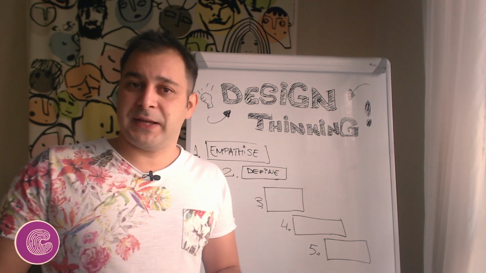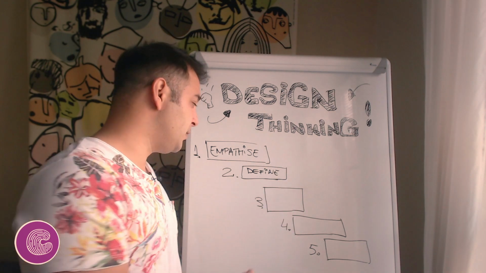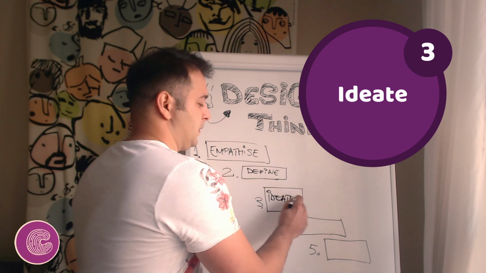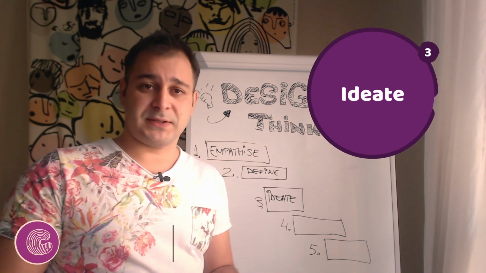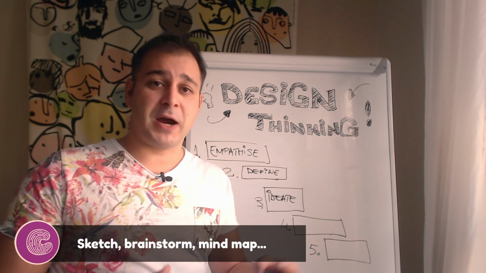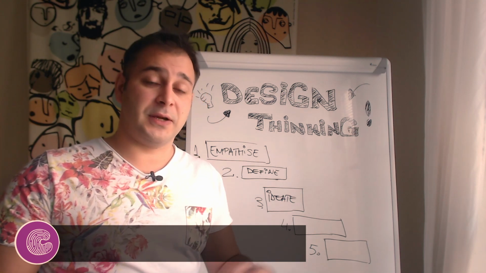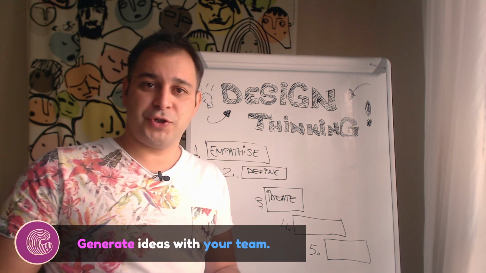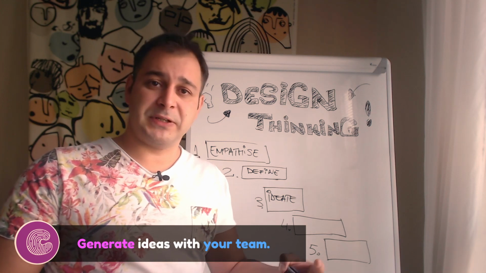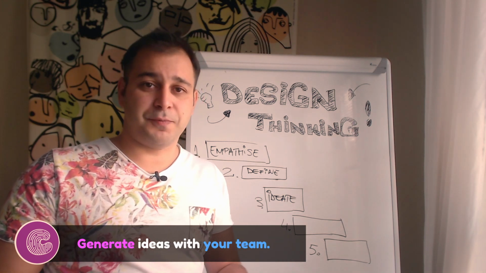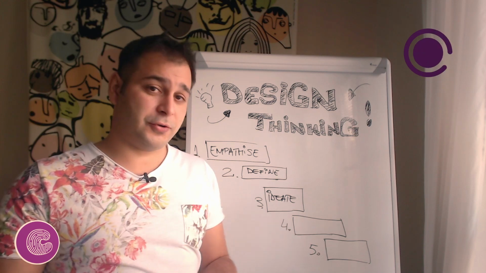Once you have the problem statements, move to the third step, which is ideate. In ideate, use pencil and paper, sketch, brainstorm, mind map, debate with your team, create storyboards. Those help you easily communicate the ideas. You want to generate as many ideas as possible, discard some of them. Only the best should make it in the fourth phase, called prototype.